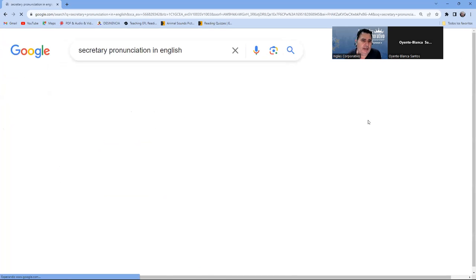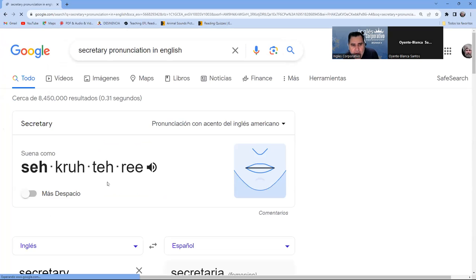If you want to include it in English, right? Pronunciation. And you have it here. And then you can click on the same symbol. Secretary. Secretary. Okay. And then you have the pronunciation. So this is with pronunciation items. This is true for English, for French, for Italian, for any language. You have the translation and it gives you the pronunciation. So I hope that this helps you.